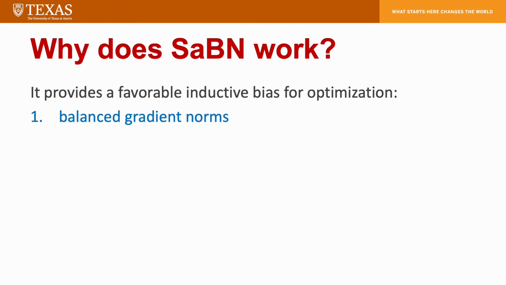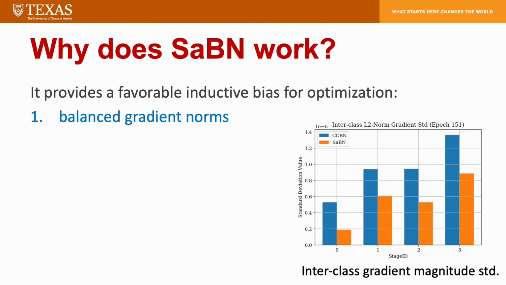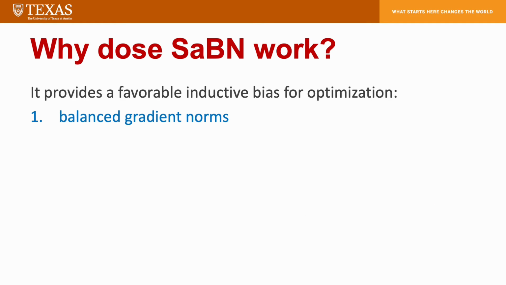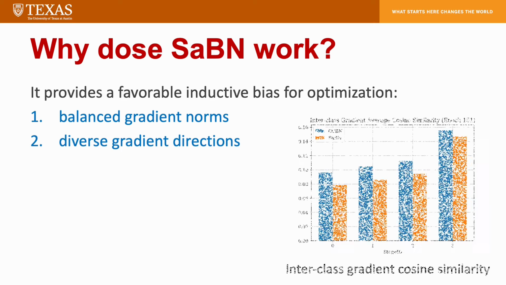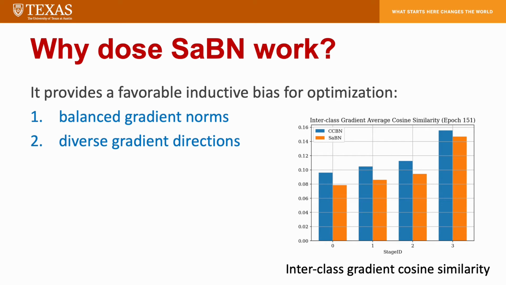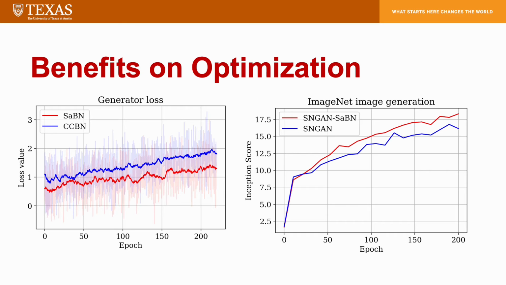First, it provides balanced gradient norms, as we can see from this figure here. And second, it preserves diverse gradient directions, and this can be demonstrated in this figure. We could also observe the optimization benefits of SaBN in the figure here, where SaBN consistently reduces generator loss and improves inception score during training.